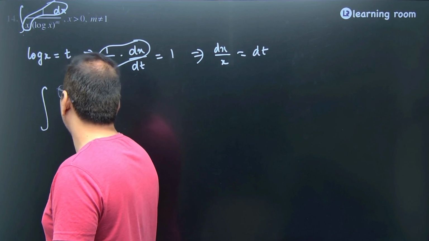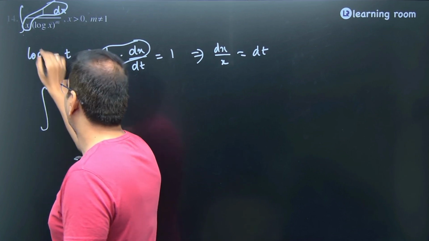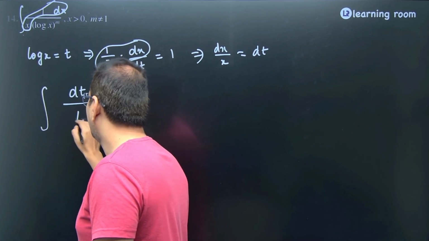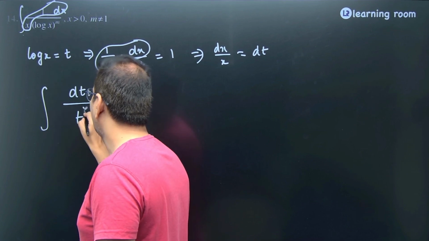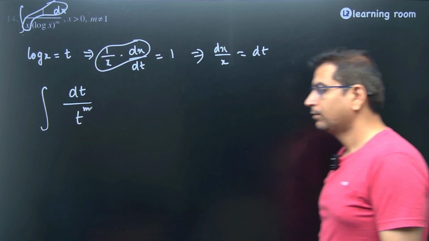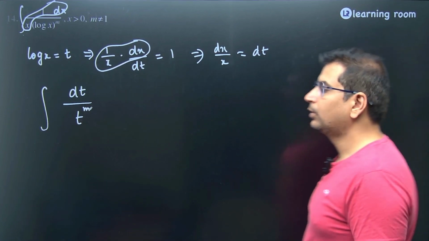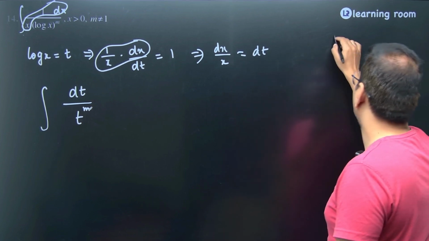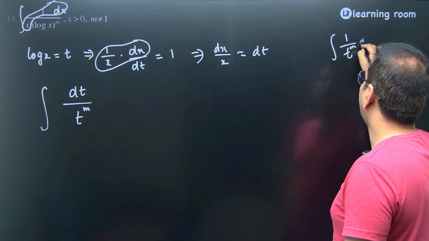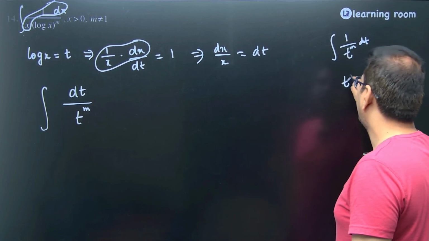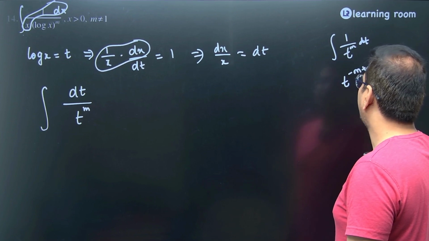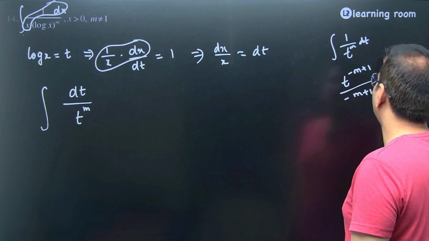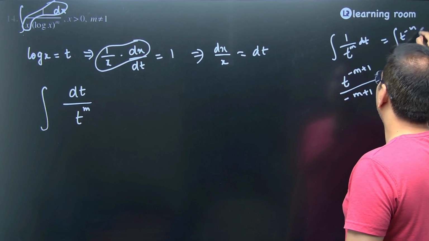So the question will get converted as integral of dt the whole divided by (log x is t) t raised to the power of m, right? So what is the integral of 1 by t power m? So integral of 1 by t power m dt is going to be t power minus m plus 1 divided by minus m plus 1. Reason, this is written as t power minus m times dt, right?